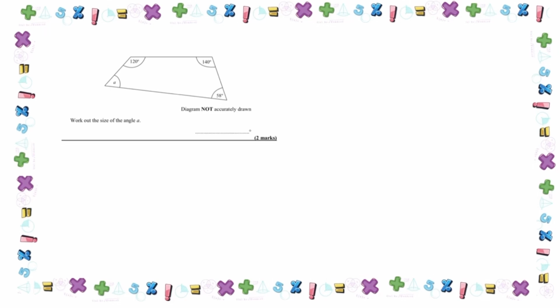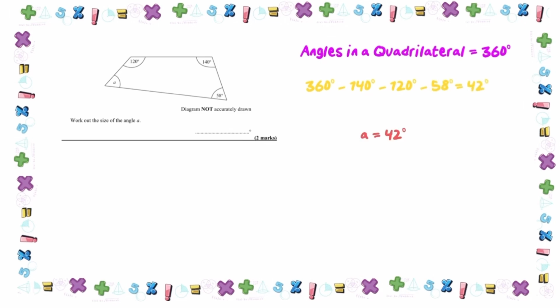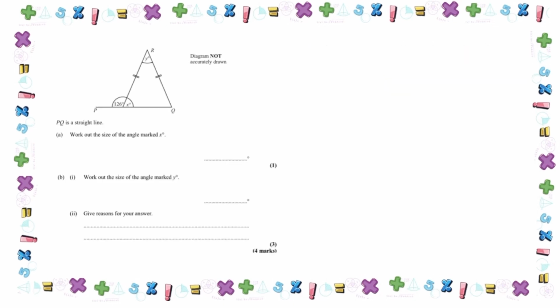Work out the size of angle A. So looking at this, we can see this is a quadrilateral. So remember the rules. Angles in a quadrilateral always add up to 360 degrees. So let's take away all the angles that we have been given. And this is going to give us 42 degrees. So that means A is 42.